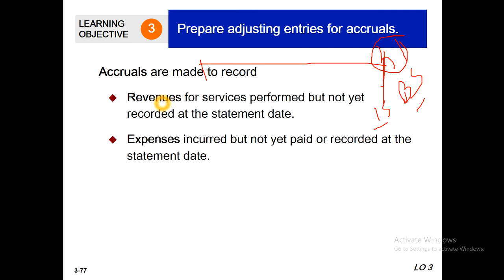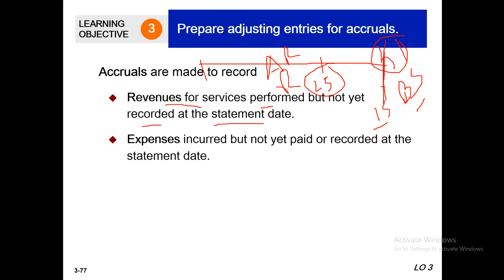So please look here. Revenues for services performed. Suppose services were performed on the 25th of October, but not yet recorded at the statement date. When we prepare our financial statements, we must record this transaction. It is a very simple transaction, like one credit sale or one service on account. So here the transaction will be account receivable debit and revenue credit. Okay, I think everybody is clear.